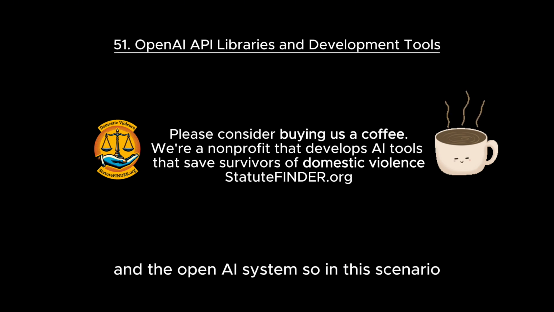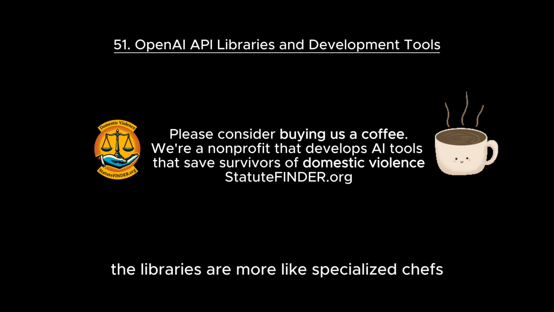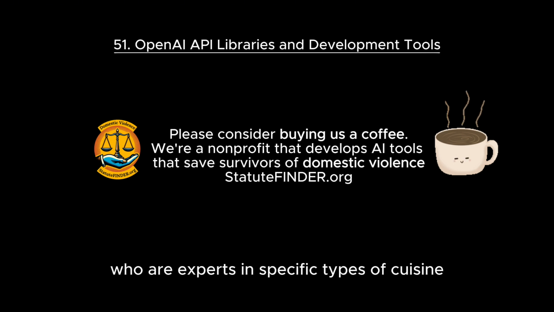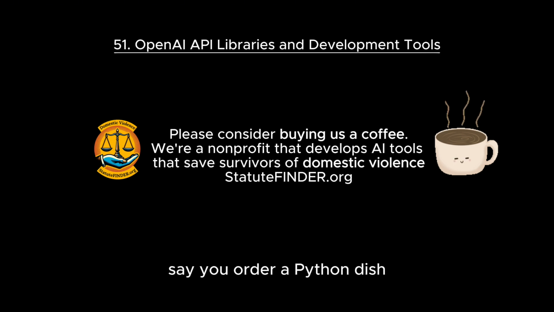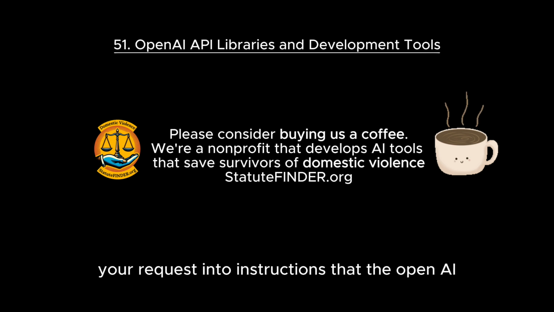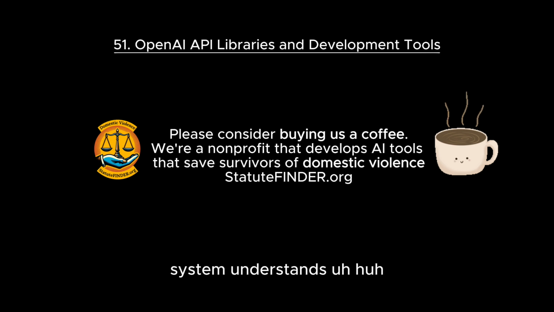So in this scenario, what are the libraries? Are they like the menu? Good question. No, the libraries are more like specialized chefs who are experts in specific types of cuisine. Say you order a Python dish. The Python library knows exactly how to translate your request into instructions that the OpenAI system understands.